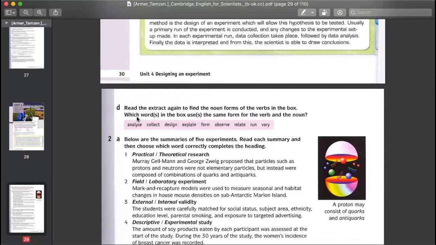طبعا هنا تكملة السؤال which words in the box use the same form for the verb and the noun. في كلمات راح تستخدم نفس الفورم، ما راح تتغير. لكن عندنا analyze و analysis لا، كل واحدة شكل ثاني. صح ولا لا؟ Analyze and analysis. The noun is analysis. Collect, for example. In collect, you have the verb collect. The noun form of the verb collect is collection. نفس الشيء يختلف الناون عن الverb في هذه الحالة.